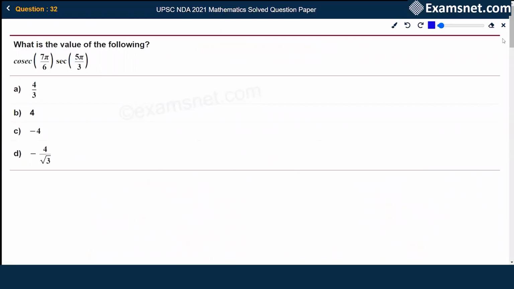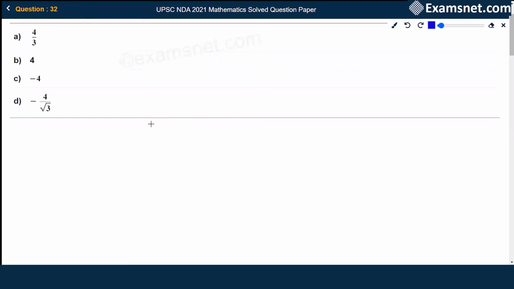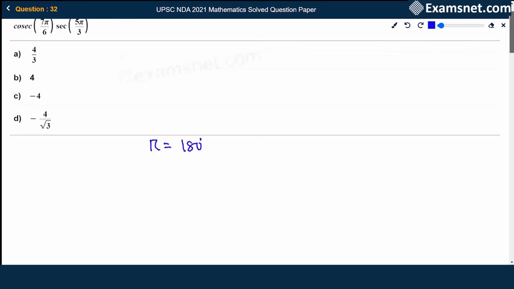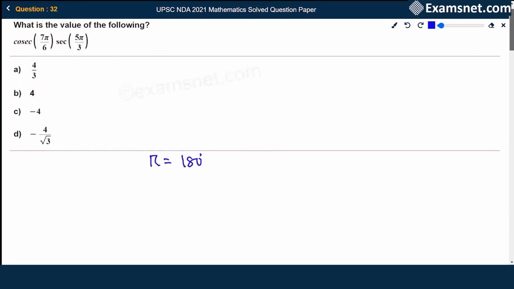In question number 32, it is given: what is the value of the following? The expression is cosec 7 pi by 6, sec 5 pi by 3. We already know the value of pi, that is 180 degrees, correct? Since 7 pi by 6 is given in radian units, we need to convert it into degrees. So how can we do that?